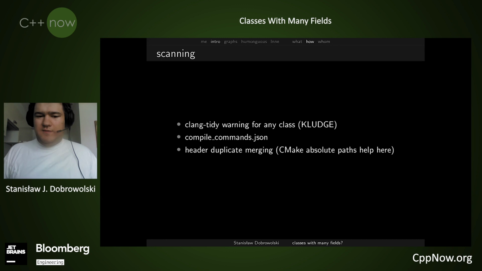What I did was make a Clang warning from Clang ID, which says this class has 4 fields, for instance, for any class. I threw that at compile_commands.json for some programs, and then merged duplicate entries coming from headers. For CMake-based things and for Chromium, that worked really well because paths were absolute. For other things, not so well, but pretty well enough.